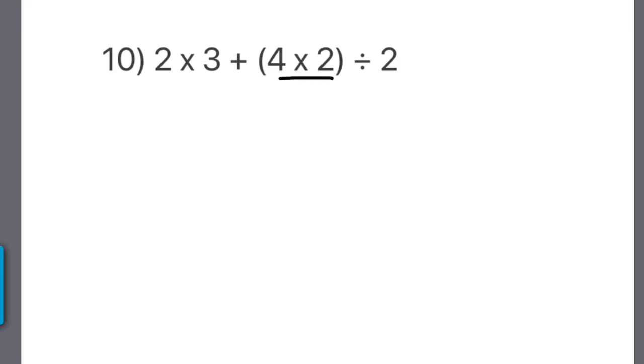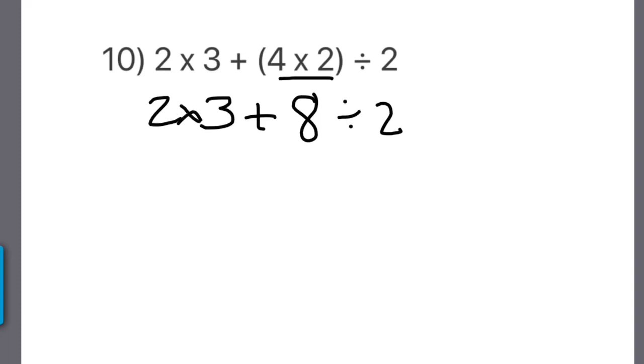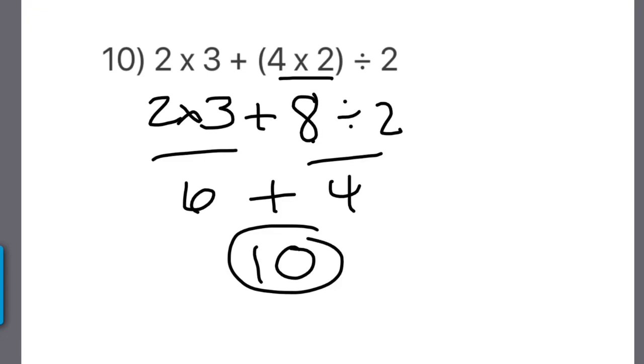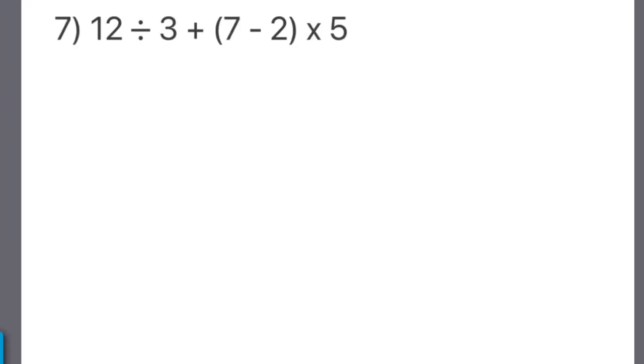So on number 10, we're going to solve parentheses first. 4 times 2 is 8. Copy everything else exactly like you see it. Then we're going to multiply and divide left to right. Whatever you see first, you're going to do first. So 3 times 2 is 6. 8 divided by 2 is 4. And then we're going to add. 6 plus 4 is 10. So hopefully we are really starting to get the hang of this. We got one more problem for you to try on your desk. So obviously these problems got out of order because we skipped number 7 earlier, but that's okay. Let's pause the video and try number 7 on your desk now.